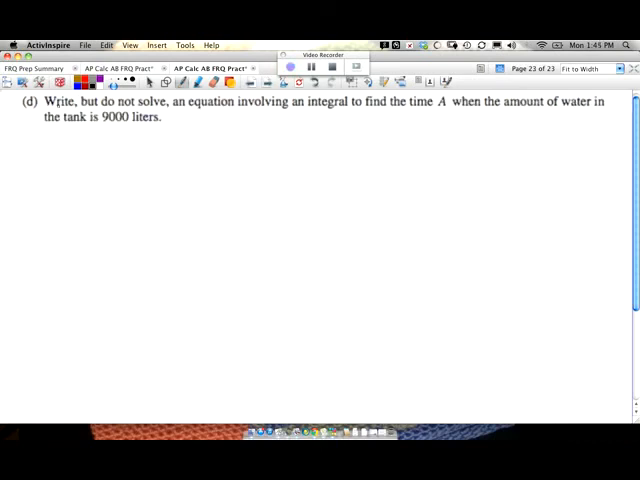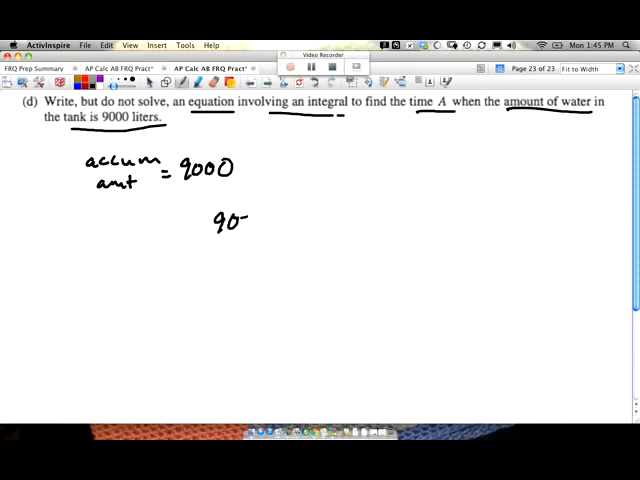All right, so let's go to part D. Those other ones we had to use a calculator for, right? But do not solve an equation involving an integral to find time A when the amount of water in the tank is 9,000 liters. Okay, so the accumulated amount equals 9,000. So how do we calculate an accumulation? That's the integral of the rate. So 9,000 equals the integral from 0 to 8 of r of t.